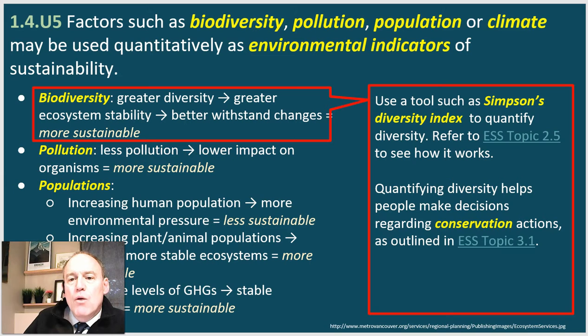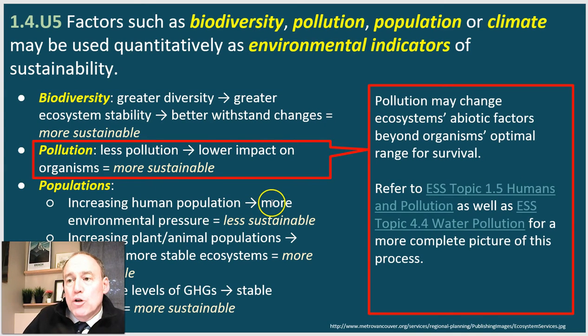Next, we're going to take a look at pollution, and in terms of pollution, less pollution means a lower impact on organisms, thus more sustainable. We can look at atmospheric pollution in terms of particles in the atmosphere, or maybe tropospheric ozone being produced.